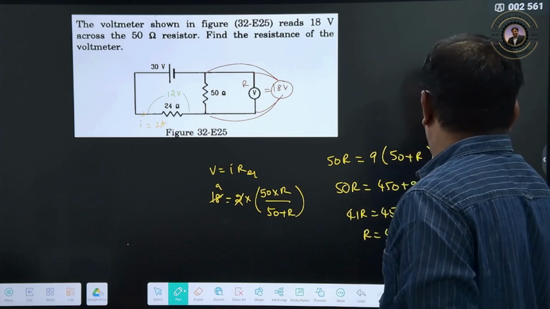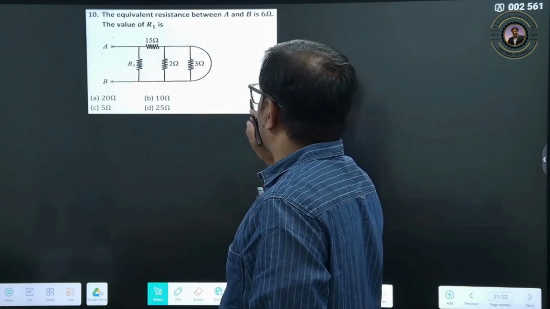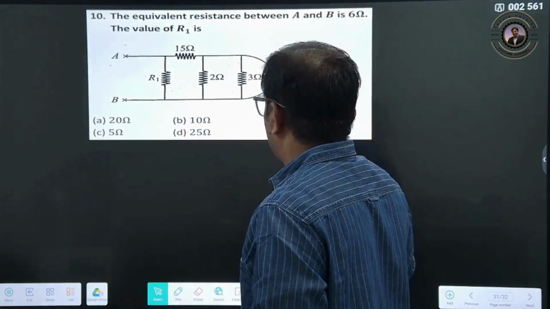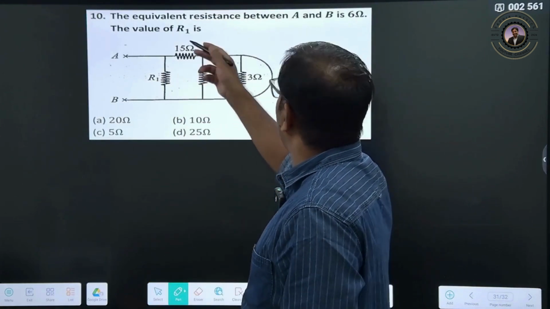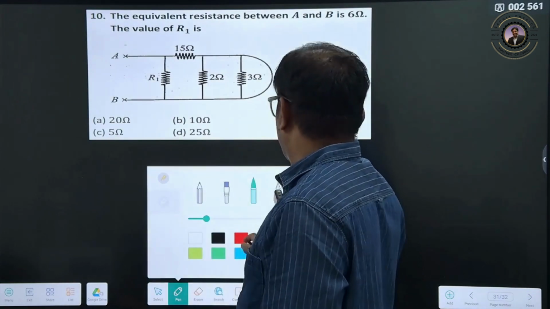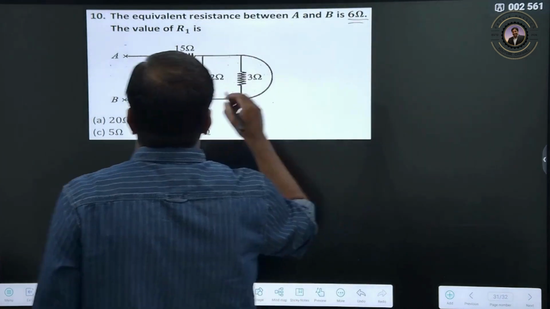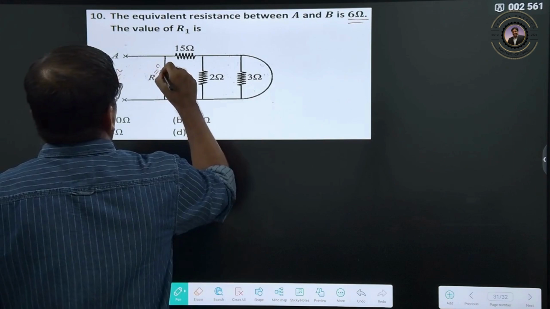Now we will go for another question. Here most of the students know what they will think. They will think that it is okay, we want to calculate the R1. It is given as 6 ohms across this one. So we want to calculate R1.